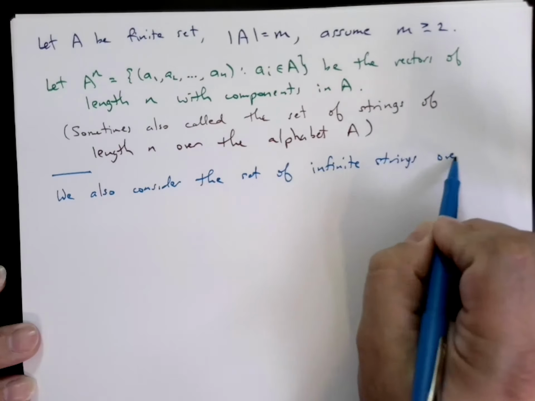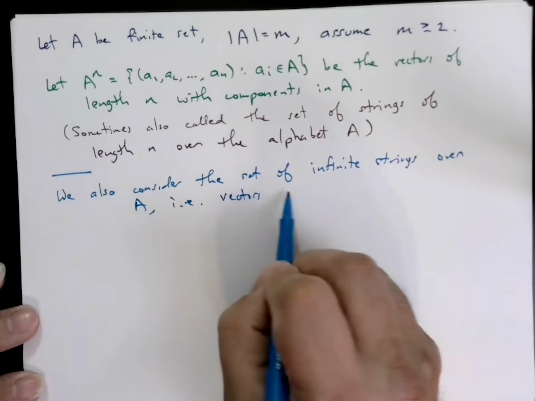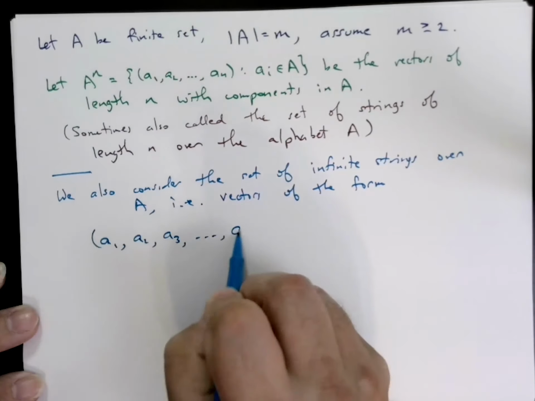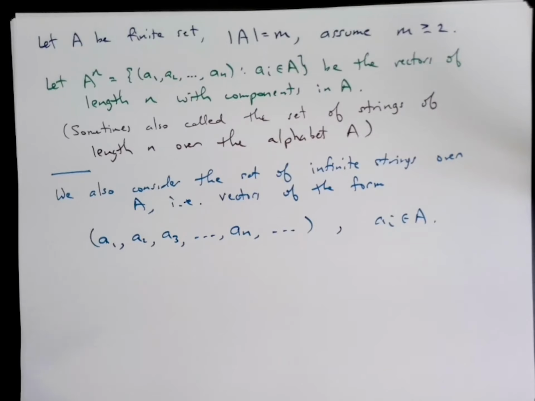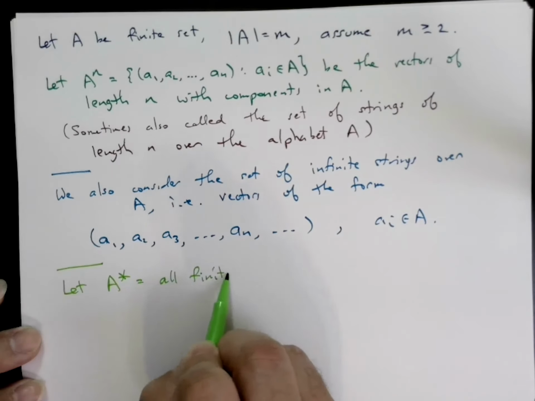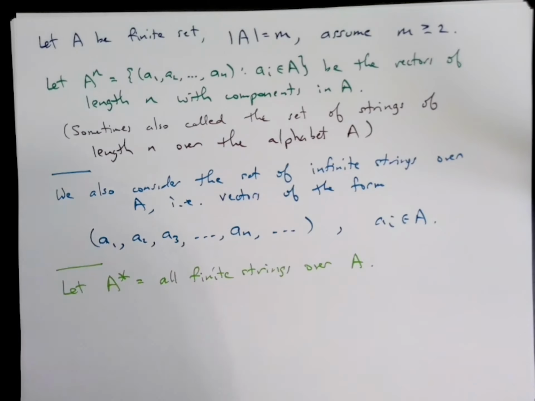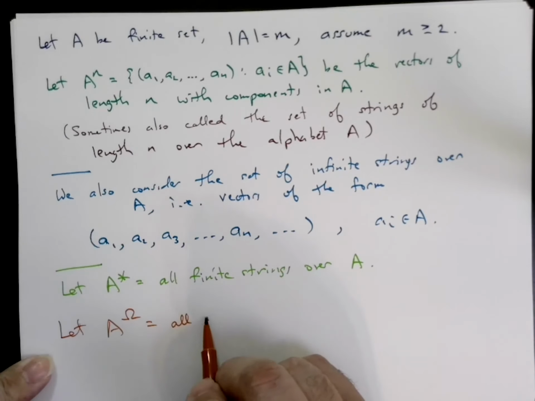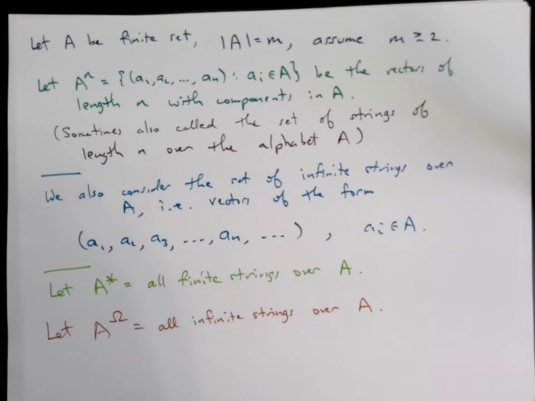We also want to consider the set of infinite strings over A. That is, vectors of the form A1, A2, A3, all the way to An, and it keeps going, where all the Ai are in A. We're going to define A star to be the set of all finite strings over A, and we're going to let A omega be the set of all infinite strings over A.